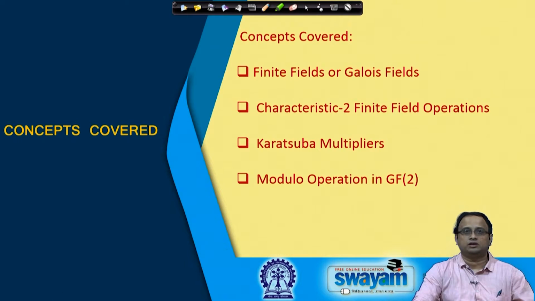We will be starting with a brief introduction into finite fields, or what are called Galois fields, and then in particular we will be talking about characteristic 2 finite field operations, which are well suited for arithmetic and hardware circuits. In particular we will be focusing on an important design on multipliers, which are called Architectures-1 multipliers, and also discuss how to perform a modular operation in GF2, which is a very common operation when we are dealing with such kind of finite field primitives.